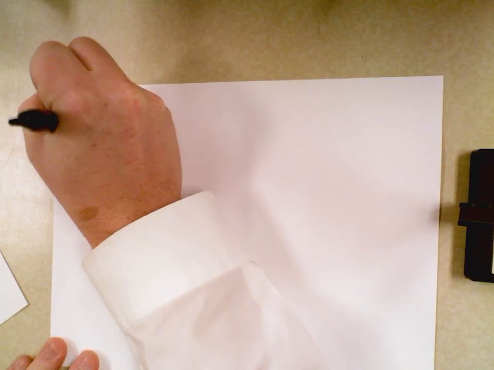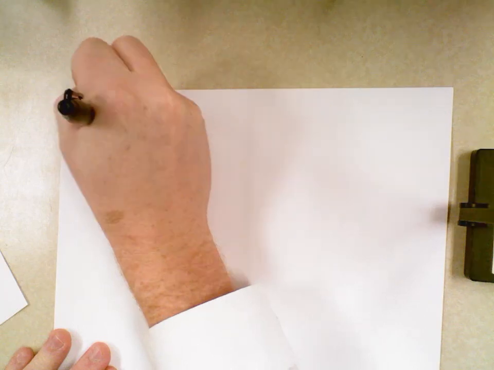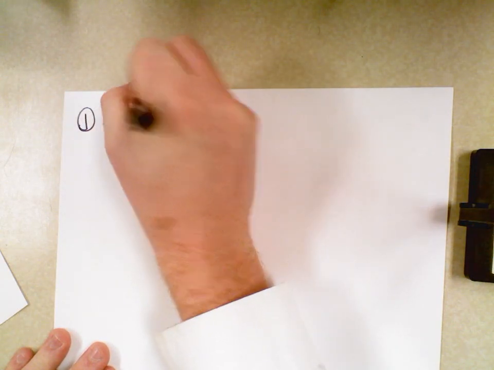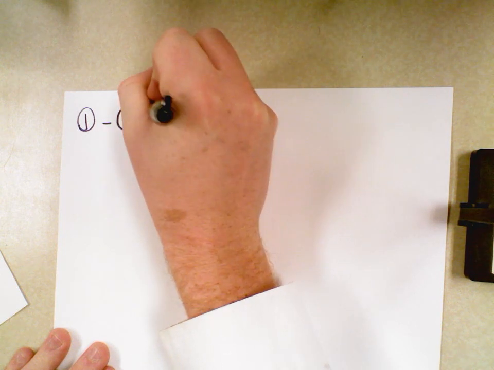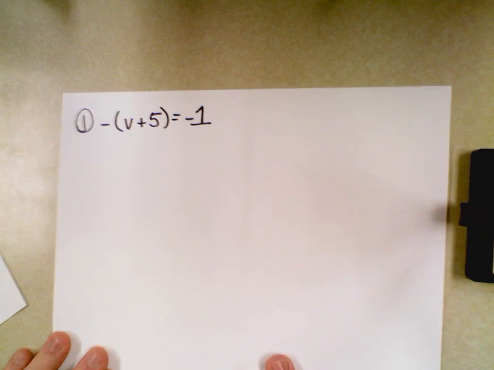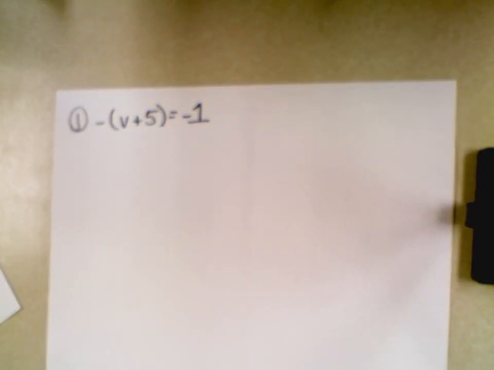I'm looking at the worksheet that we're going to be completing for this upcoming week, and it is the practice one. So let's say two-step equations practice. I'm going to start with number one. Number one, our equation is this: -(v plus 5) equals -1. So if you have a look at this, we have a whole lot of stuff going on here.